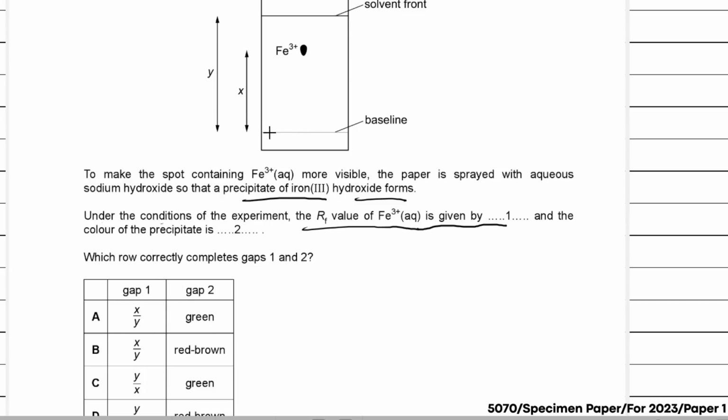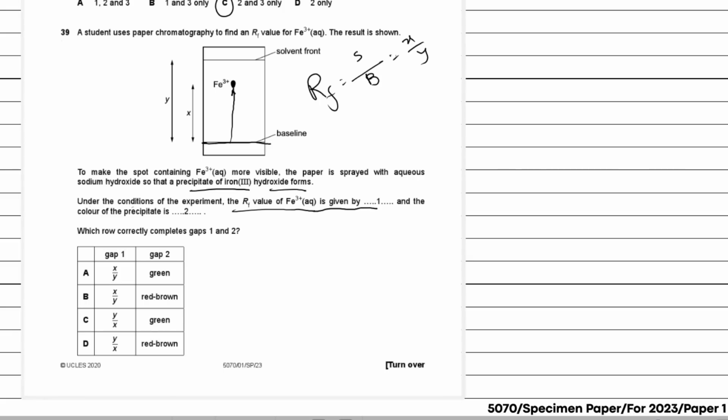So let's go ahead and consider the RF value. So we've got the baseline. So remember, RF value is the distance of the smaller value, which is the solution that goes up from the baseline, to the top, divided by the bigger value. So small by big. So the bigger value is definitely y. So therefore, the RF value for Fe3+ is x by y. So the options containing y by x can easily be eliminated. So y by x is eliminated.